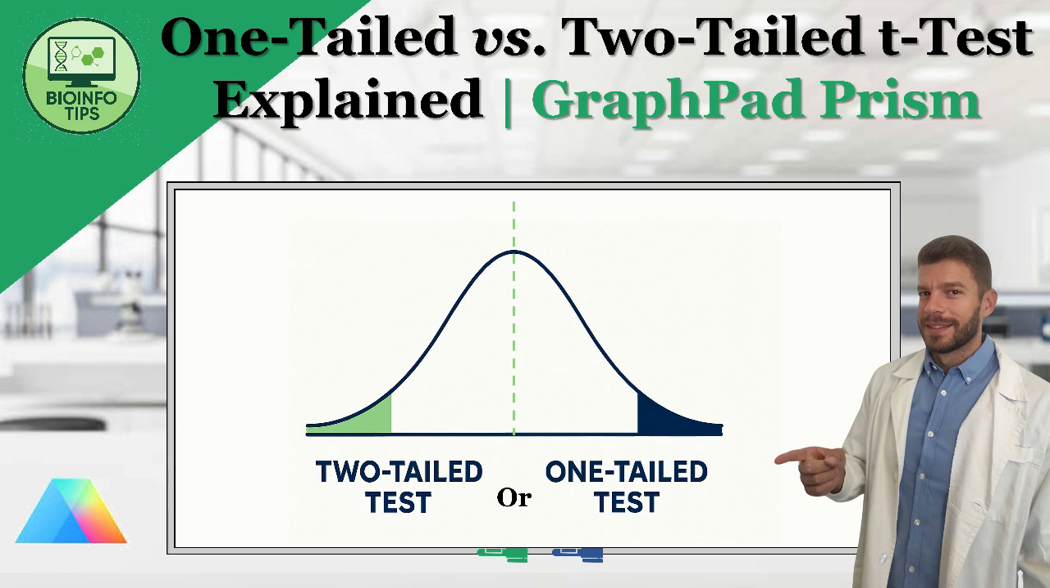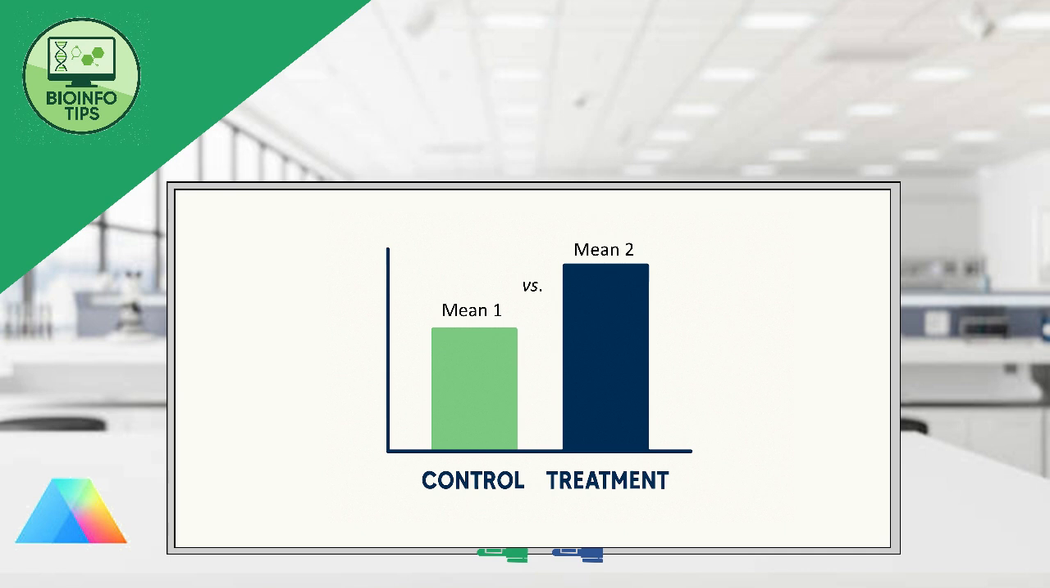In this video, I'll explain the difference between one-tailed and two-tailed t-tests, when to use each, and I'll show you directly in GraphPad how the choice affects your analysis. So first, a quick refresher.